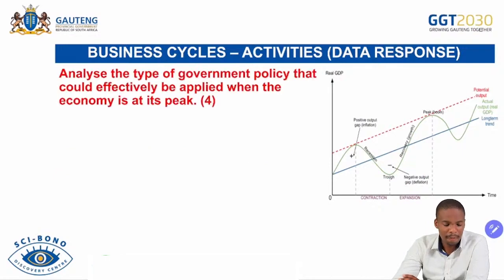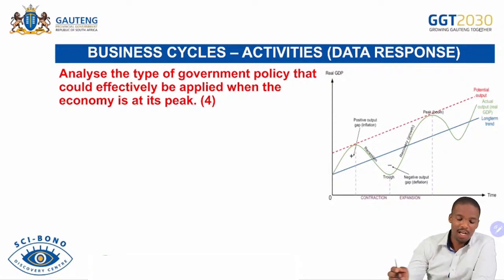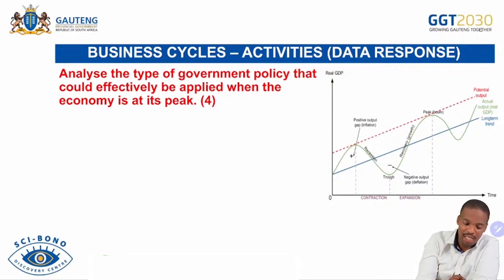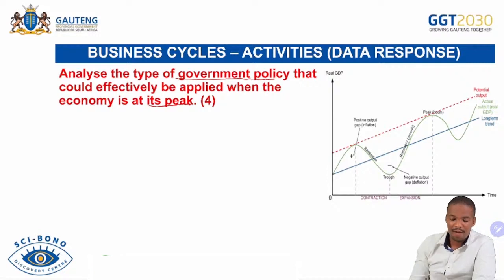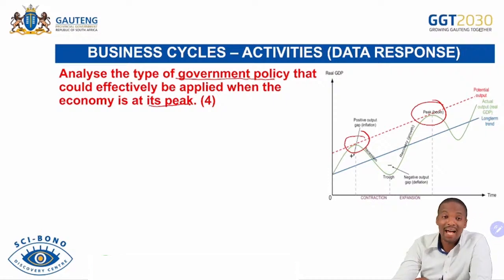The next question: analyze the type of government policy that could effectively be applied when the economy is at its peak. That means when the economy is at its highest, which government policy can we apply there?